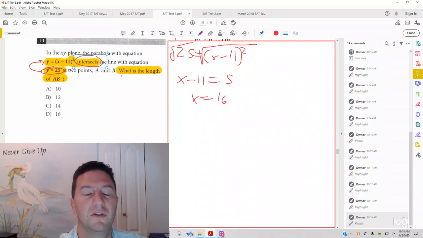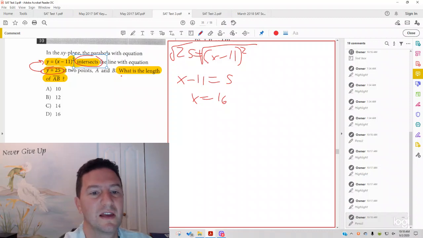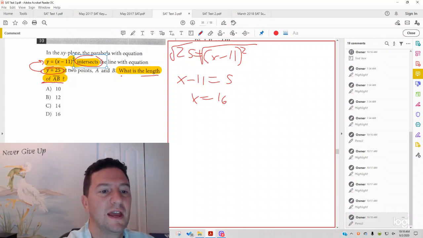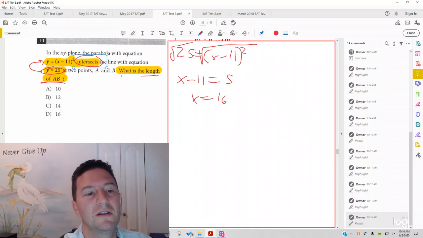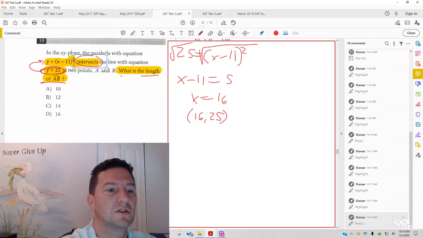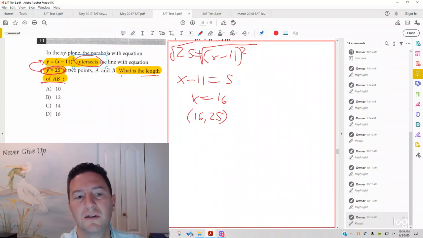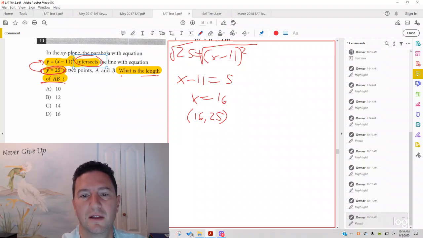They add the 11 to both sides. They choose answer choice D, but it's not asking for the value of x. It's asking for the length of AB, which is going to be the distance between the x's. This x being 16, this is actually 16 comma 25, because it told you already in the original equation that y equals 25. So it's just a point, not a length.